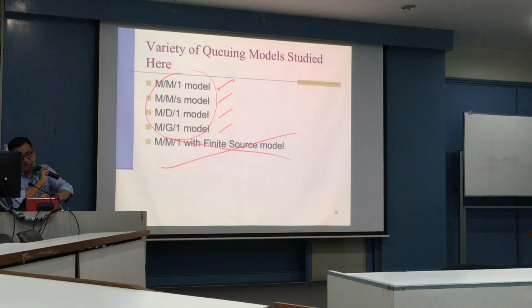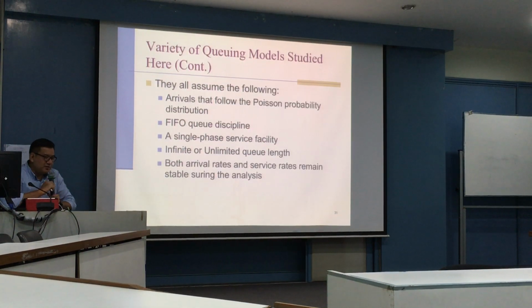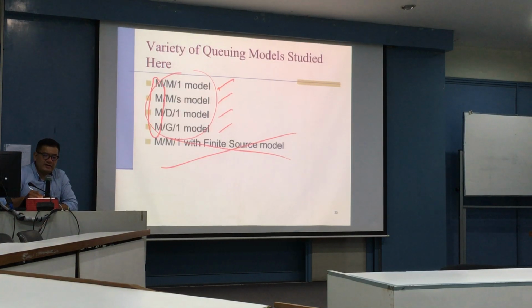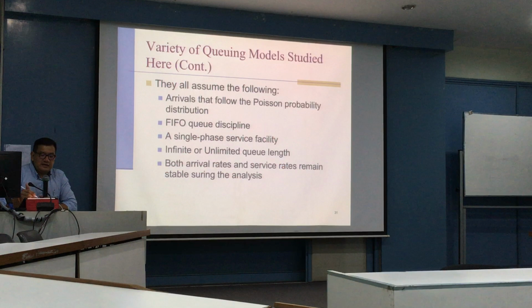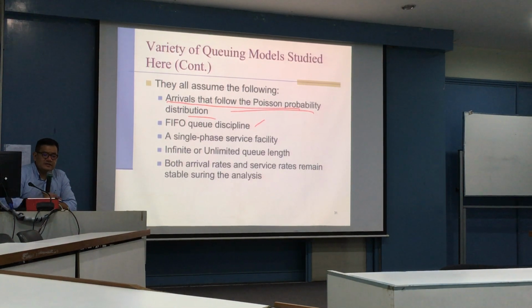Before we go to each model, once again, these are the general assumptions for all 4 models. Firstly, since the first position of all is M, we assume that all arrivals arrive to the system randomly with Poisson distribution. Second, we use the FIFO discipline, first in, first out, where the customer who arrived at the system first gets into the service first and departs from the service first.